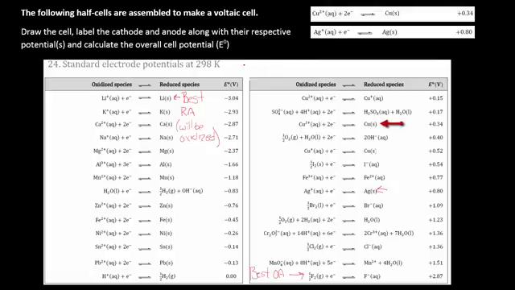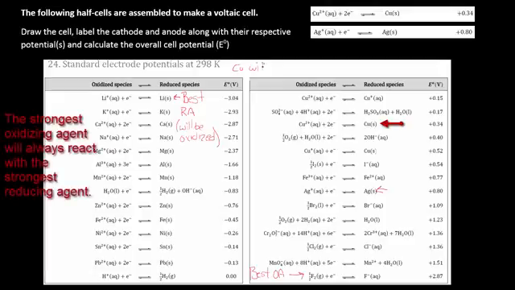So the best reducing agent is going to be oxidized, and the two half reactions that we're looking at I've highlighted here with the arrows. The strongest oxidizing agent is always going to react with the strongest reducing agent in any given redox scenario. So what this means is that copper is going to be oxidized and silver 1 plus is going to be reduced, giving us the anode and cathode respectively.